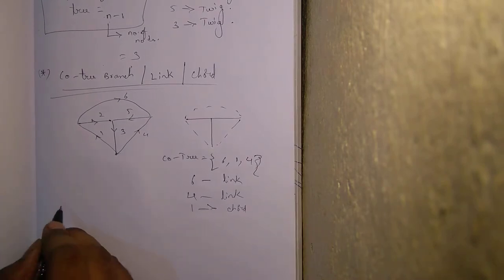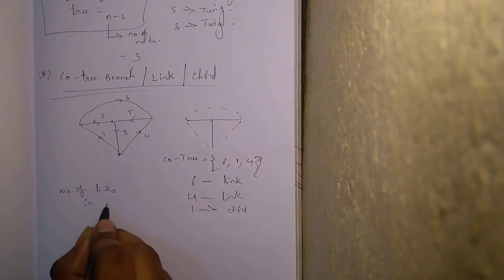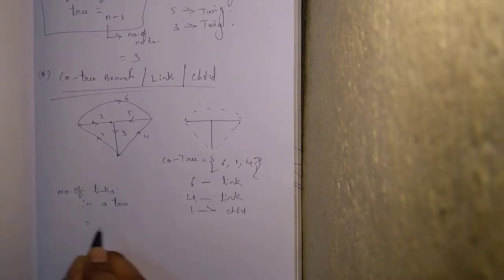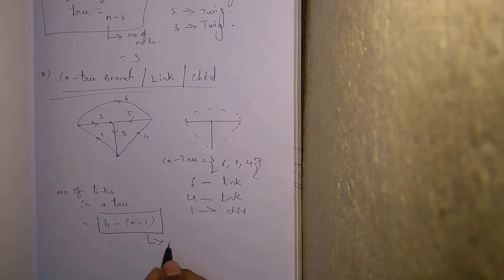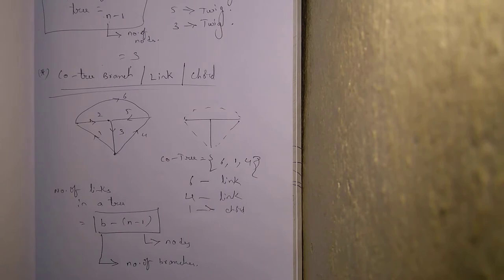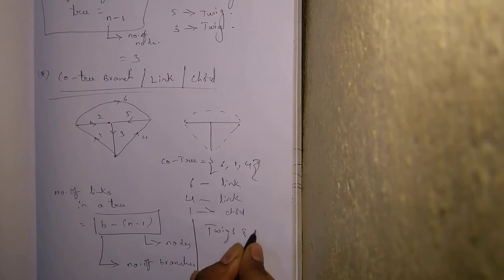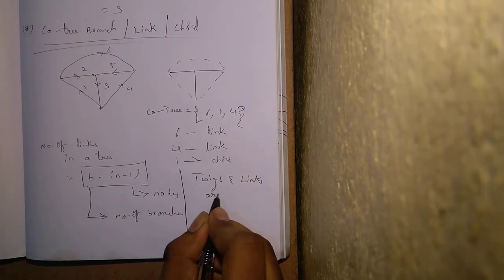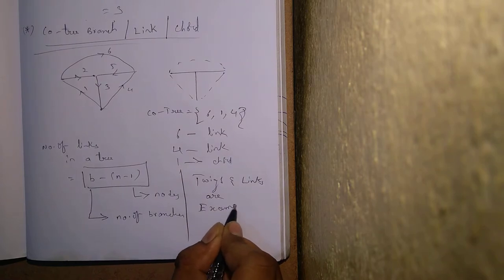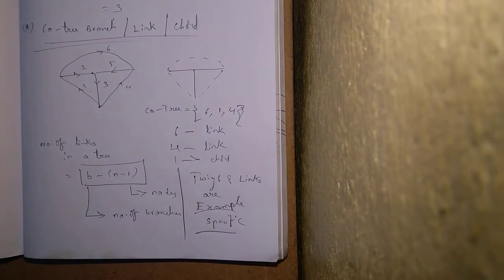So number of links can also be given by a formula. Number of links in a tree is equal to b minus (n minus 1), where n is your number of nodes and b is your number of branches, okay? And see, twigs and links are example specific, okay? Please write this point in your examination if they ask a question about twigs and links. Twigs and links are example specific.